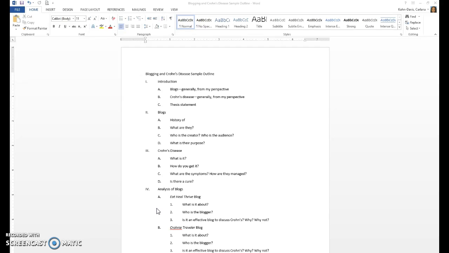All right, so this is a sample outline from the topic that I chose. If you refer back to the previous videos, Crohn's disease will make a lot more sense. And remember, essentially what we're doing for this research paper is we're thinking about this whole new genre of writing, which is blogs. Is blogging an effective way to communicate whatever topic you chose? So essentially, I'm answering the question, is blogging an effective way to communicate the topic of Crohn's disease? And I am going to use specific blogs to be able to answer that question. So here's my sample outline, okay?